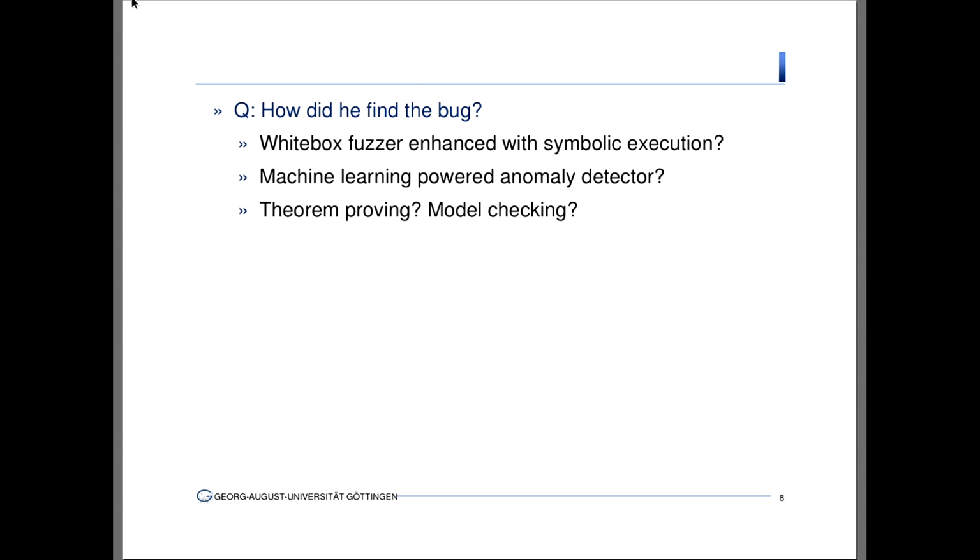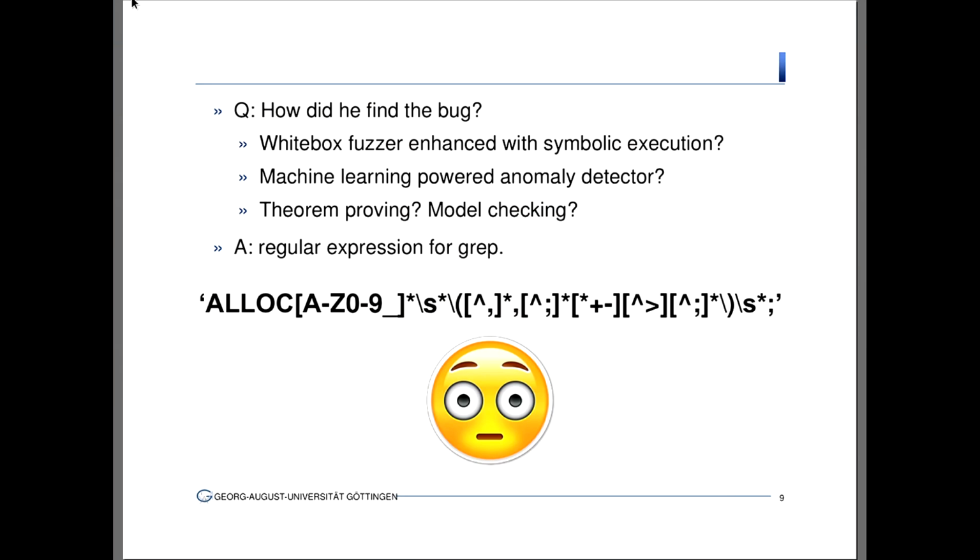Now what's interesting is how he found this, and that's why I took this example. In academic research, there are a lot of different methods being proposed on how you could find this kind of stuff, and they all sound very advanced. You hear things about white box fuzzers enhanced with symbolic execution, machine learning powered anomaly detectors, maybe theorem proving or model checking. But in practice, he used a regular expression for grep.